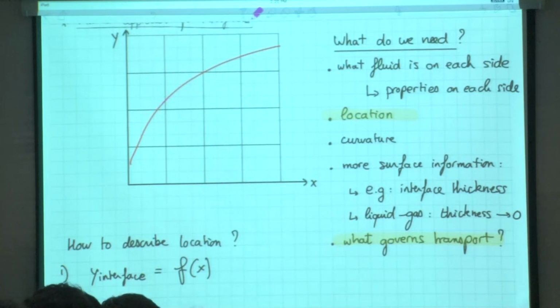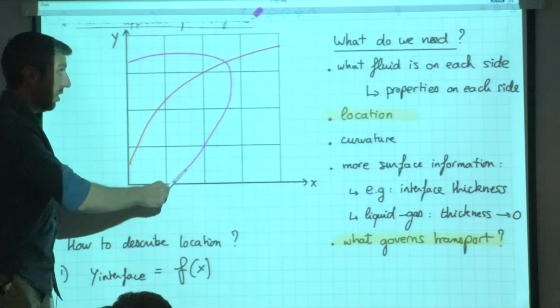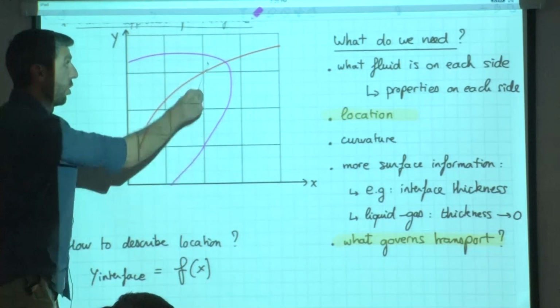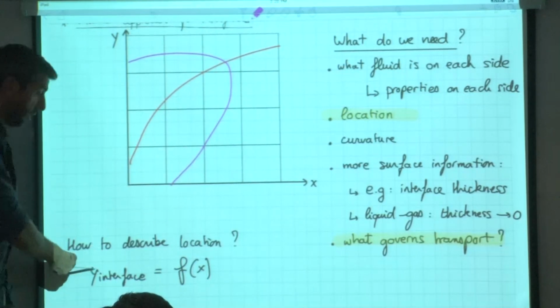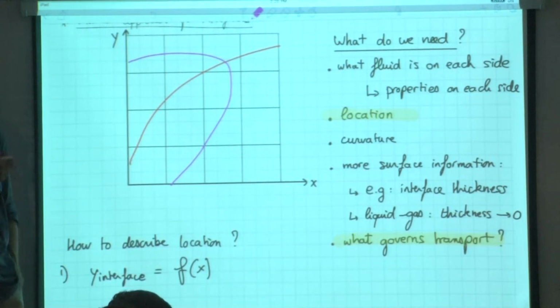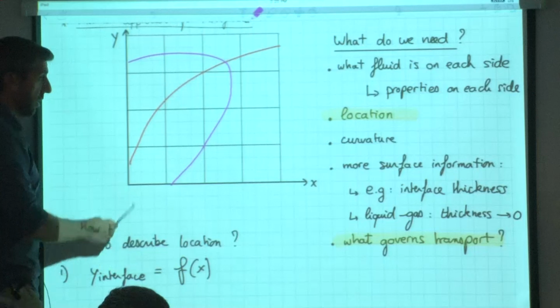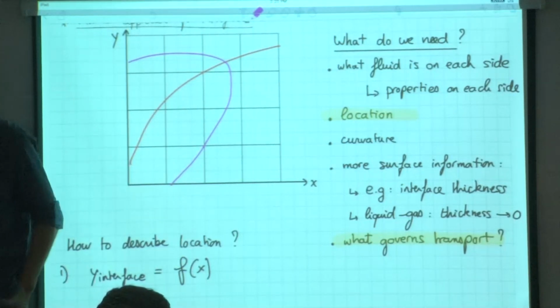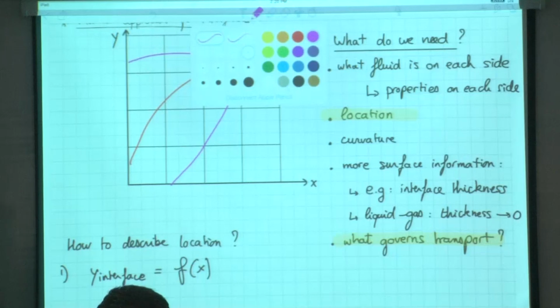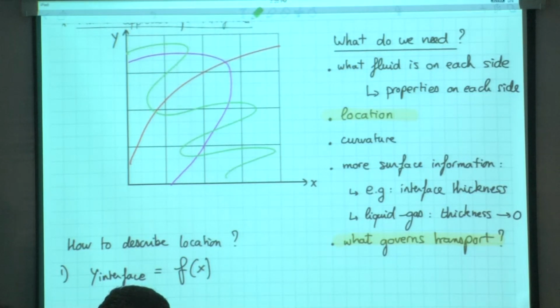Well, this is not the best sketch. Let me redo the sketch. Okay, so if I sketch it like that, it becomes pretty obvious that my height is multi-valued here. I don't know how to define my interface using this simple relation if I have multiple interfaces at each x location. And you might say, well, then store an x location as a function of y, but then I'll just respond to you that what if my interface does that? Okay? So this is not a viable option. We need something better.